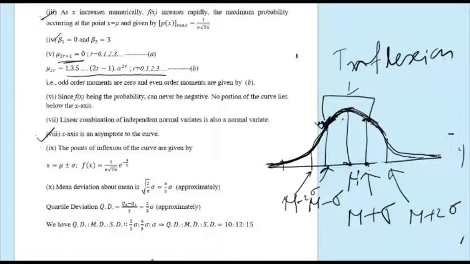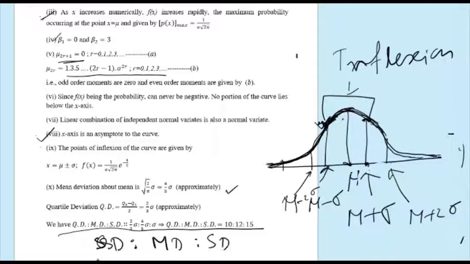So mean deviation about mean is 2 by pi sigma, equal to 4 by 5 times of sigma approximately. Quartile deviation is denoted by (q3 minus q1) divided by 2, which is 2 by 3 times of sigma. Now there is an important relationship between quartile deviation, mean deviation and standard deviation for normal distribution. So quartile deviation is to mean deviation is to standard deviation, which is approximately equal to 10 is to 12 is to 15.